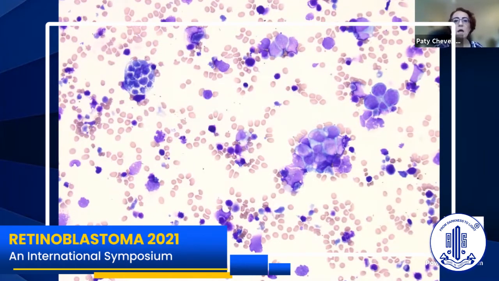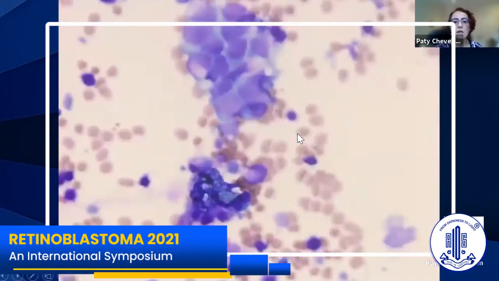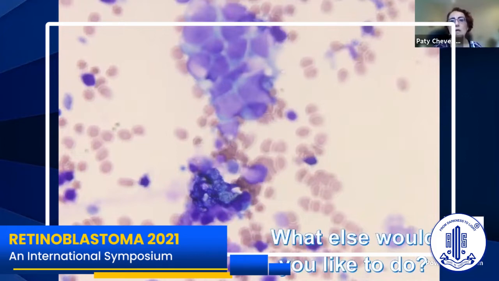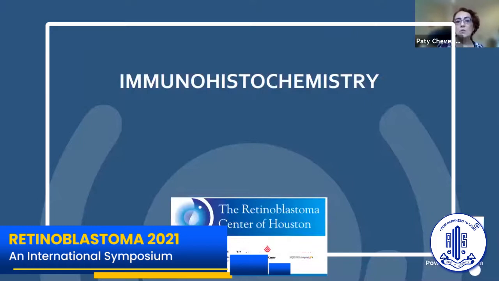I see this. I see there are groups of large cells, calcification. So what do I know we need to do? I need to confirm what I'm thinking, which is retinoblastoma.